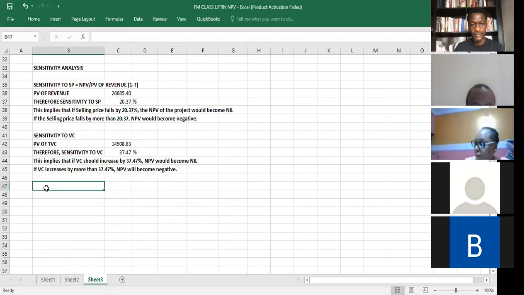I want to make a clarification, please. Yes. If I understood you very well, you said this figure of 37.47 is your total variable cost and the discount factor, the summation of everything. Yes.